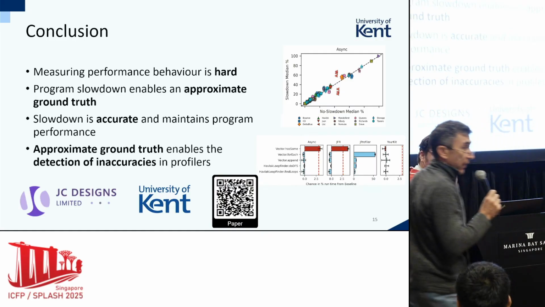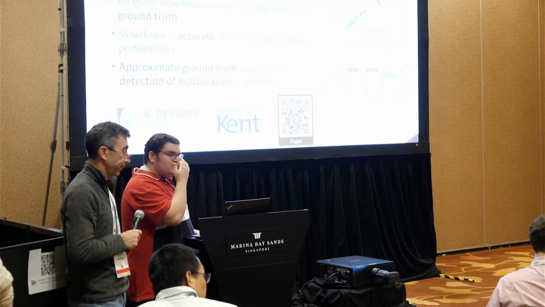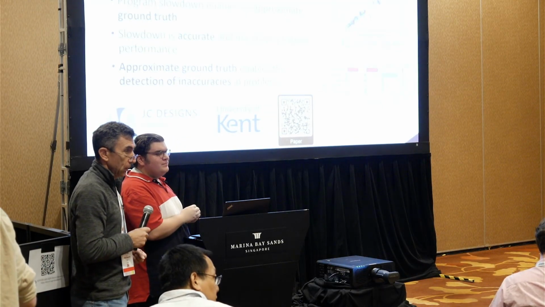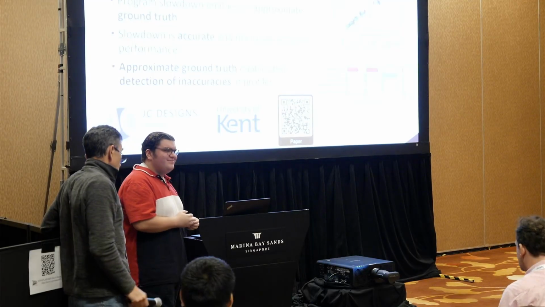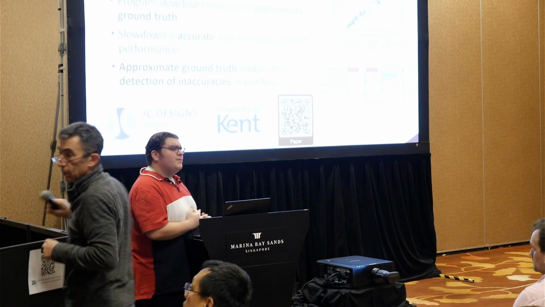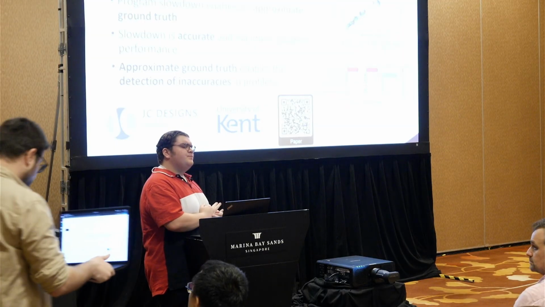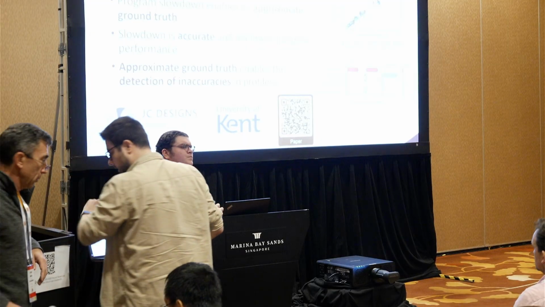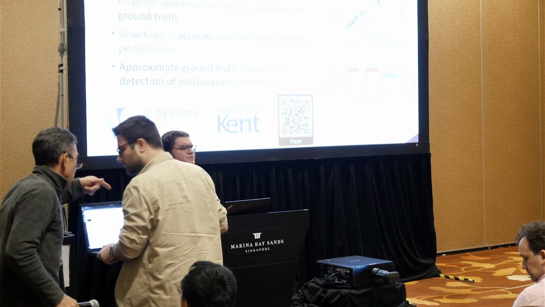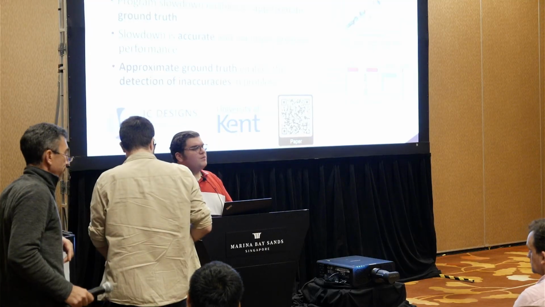So we do have time for some questions. So you mentioned that the slowdown is being introduced after optimizations like inlining. So when you're trying to slow down a particular method, how do you make sure that you've hit every place maybe that it's being used?